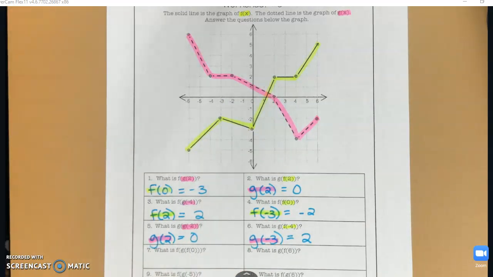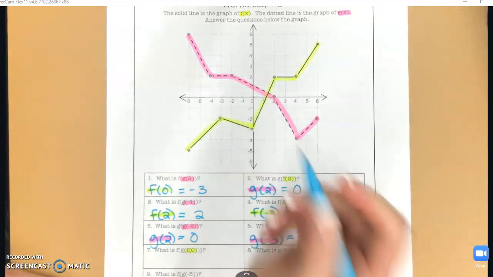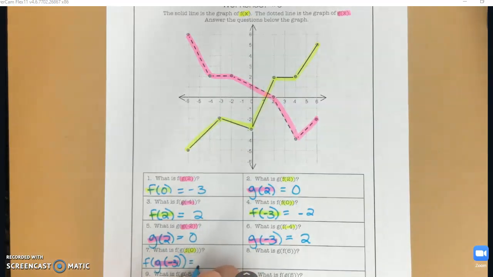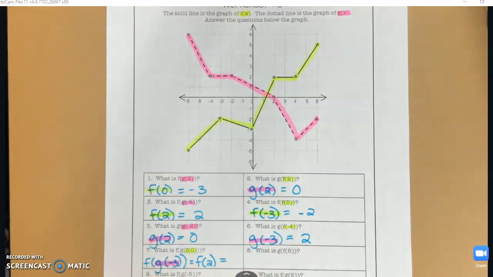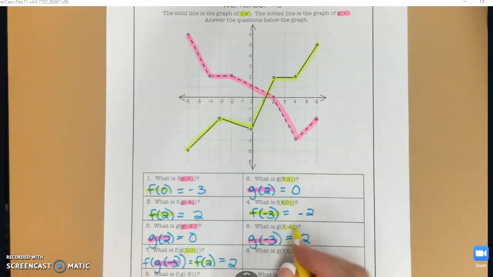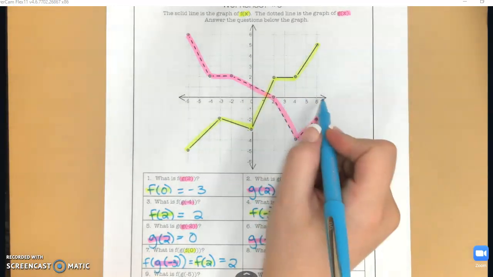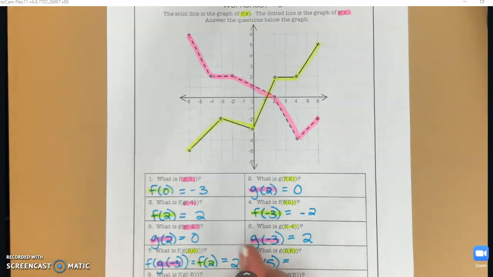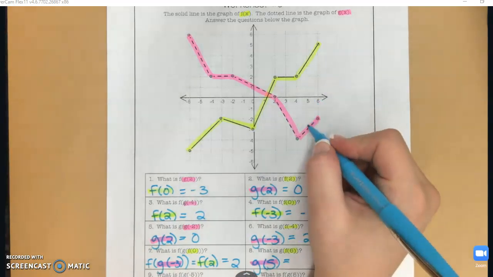Okay, this one's a triple. So again, we're just working from the innermost one out, starting with f of 0. Yellow of 0, that's going to give me -3. So now I'm looking for g of -3, which is 2. So lastly, I'm looking for f of 2 back on my yellow graph, and that gives me 2. G of f of 6, starting with yellow, at 6, that output is 5, so I want to find g of 5, which is on my pink graph, and that is going to be -3.